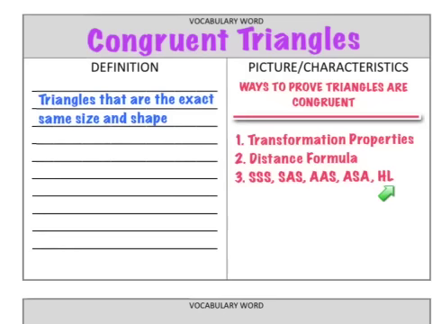Then you have HL. Can you guess what that stands for? Well, if we're talking about triangles, it's actually for right triangles, so hypotenuse and leg. We'll get into this more later. We're going to be focusing on transformation properties today. We actually don't have any notes, we only have vocabulary words. So I guess that's good news.